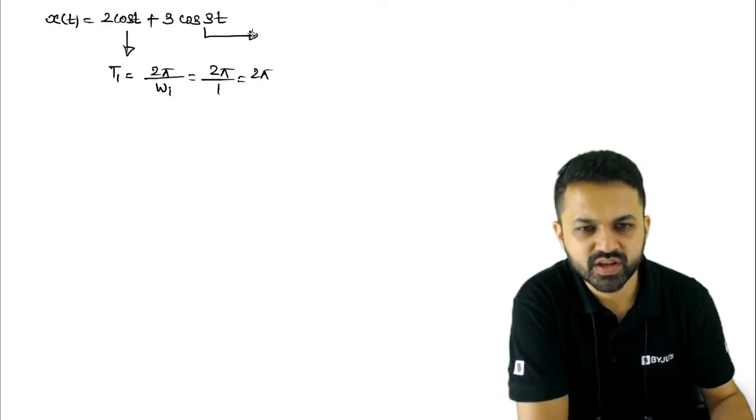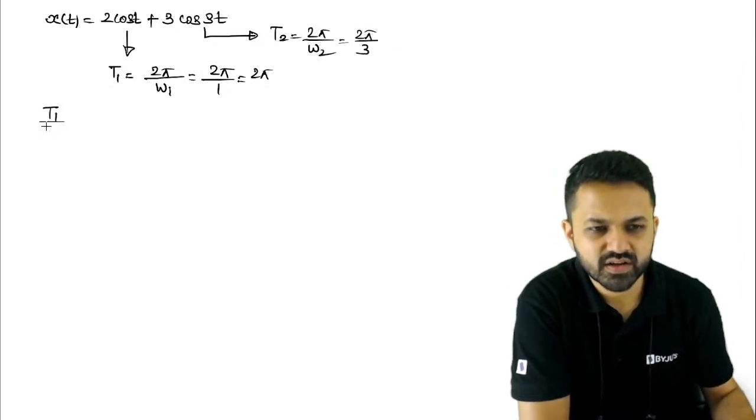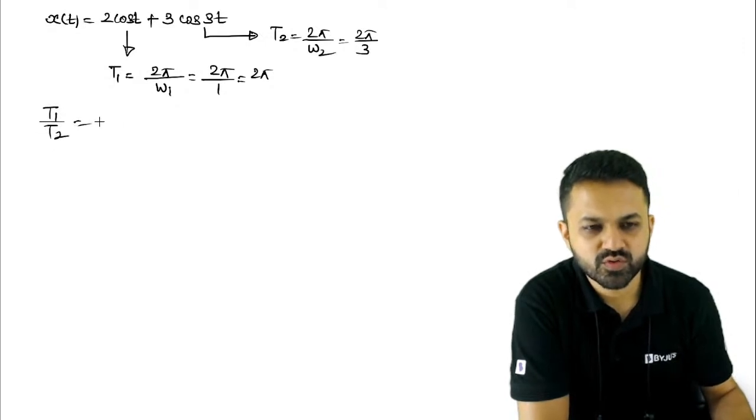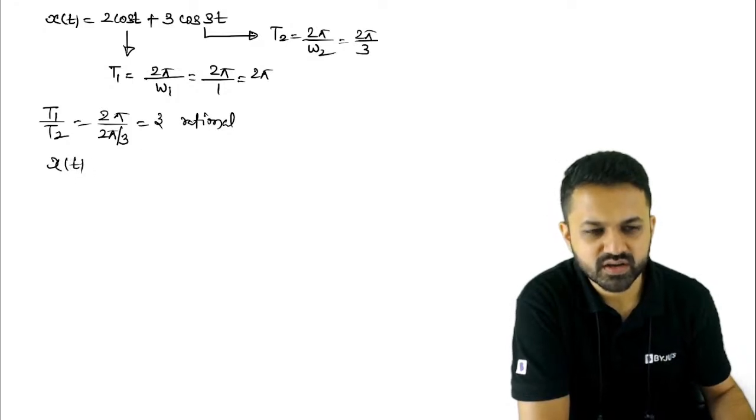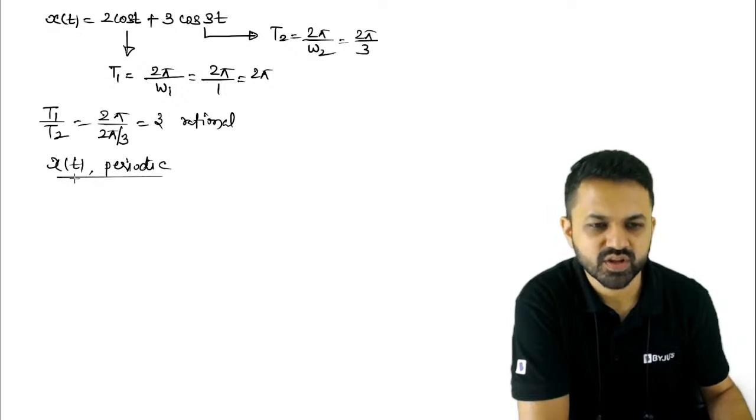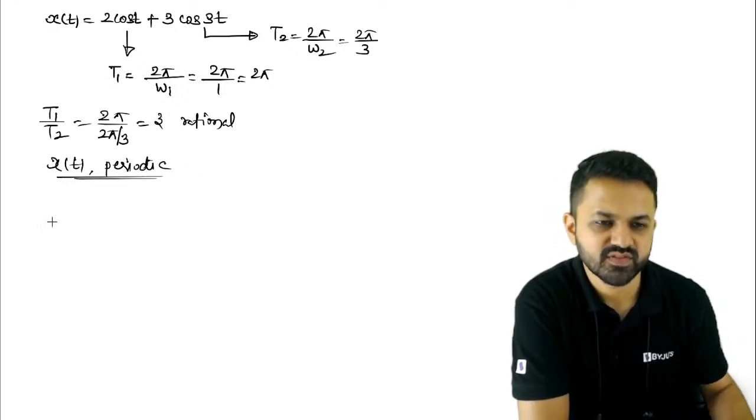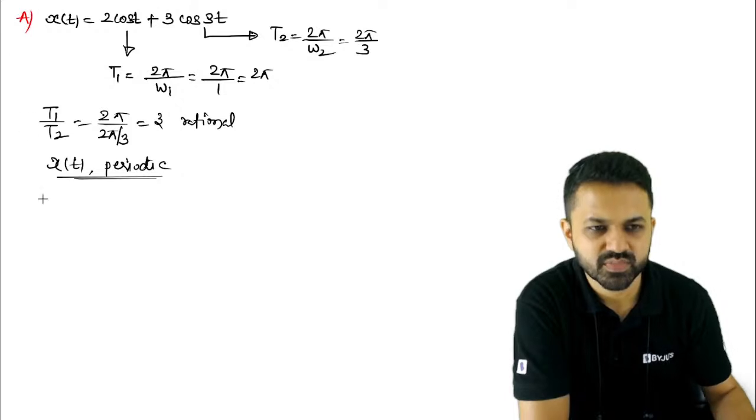For this you will calculate T2, so 2 pi by omega 2. It is 2 pi by 3. Now calculate the ratio. So you will get 2 pi divided by 2 pi by 3, which is 3. So 3 is a rational number. If it is rational, hence x of t is periodic. If it is periodic, then we can expand it using the Fourier series. So this is option number A.